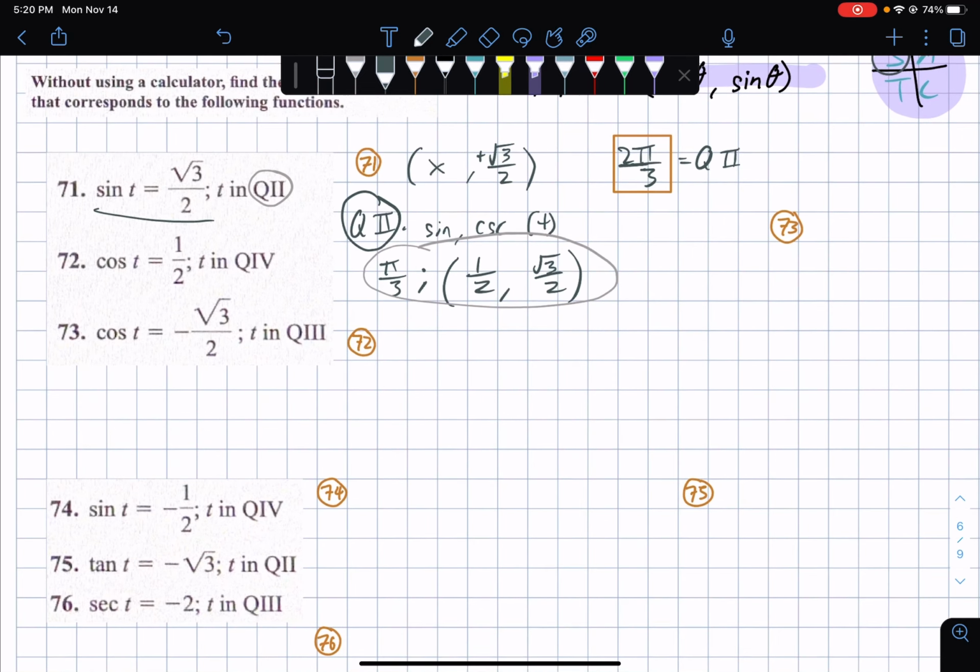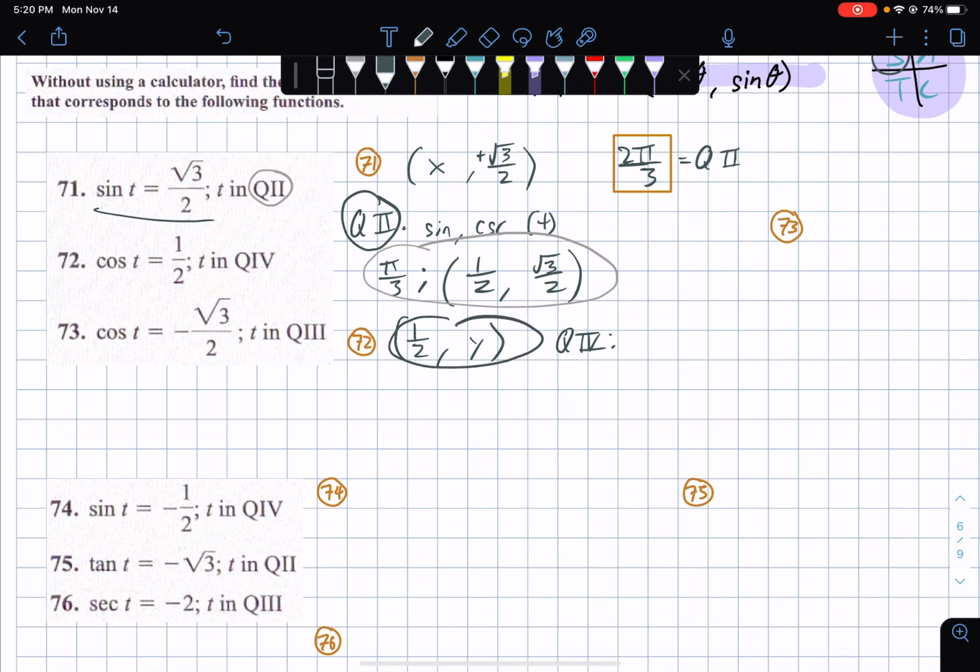So, for number 72, given that cosine is 1/2, that's our x value, and the y value is missing. So we are in quadrant 4, which means, let's first find out that this point specifically is pi over 3. Similar to number 71, pi over 3 is usually 1/2 as the x value, and the y value would always be square root of 3 over 2.